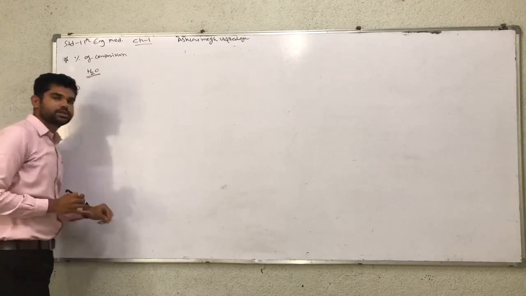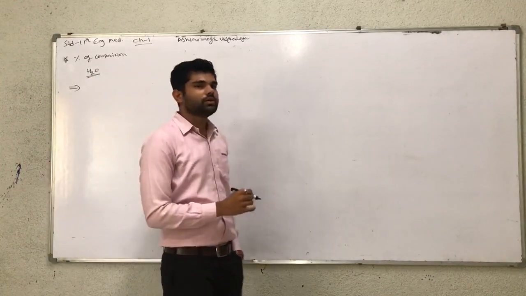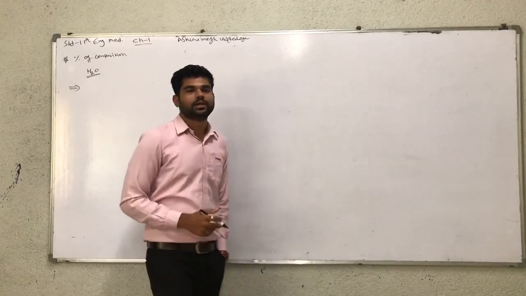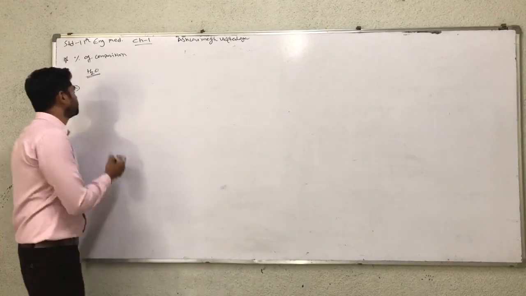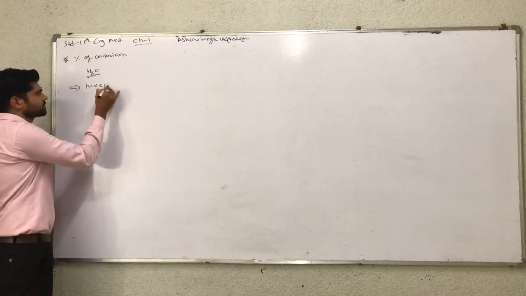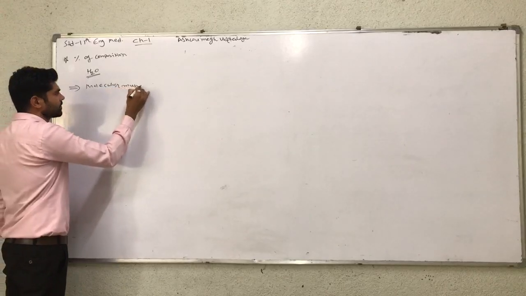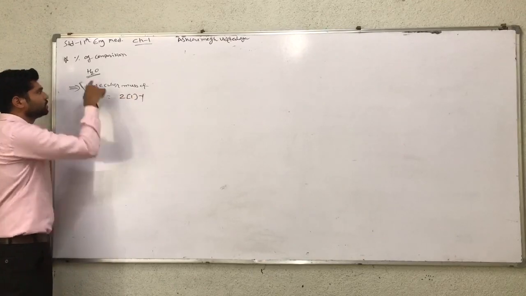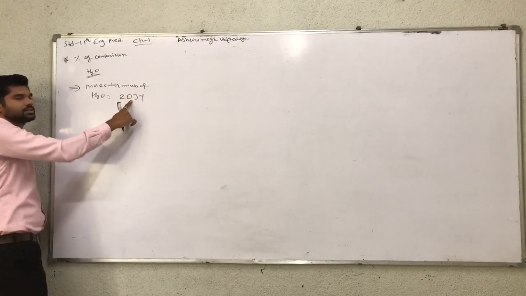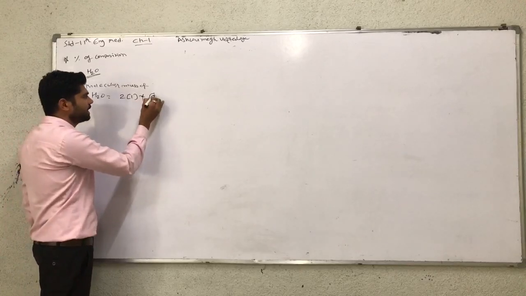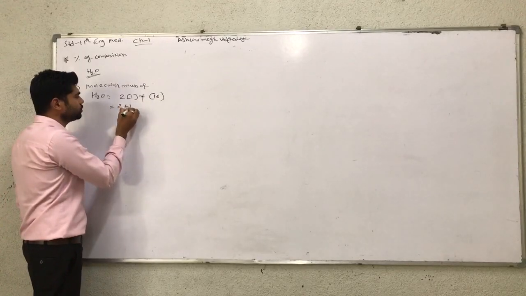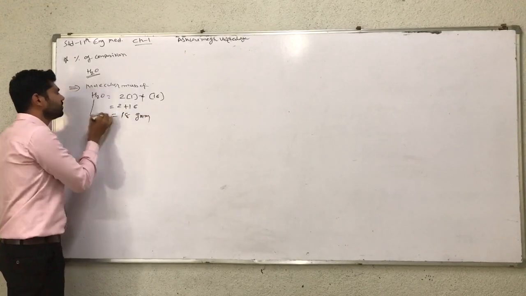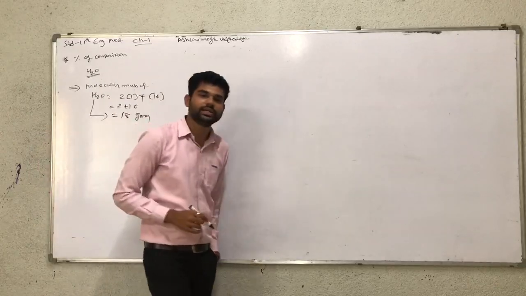First you have to find the mass of the given compound, that is, the molecular mass of the given compound, and then find the percentage. So first, the molecular mass of H2O: 2 multiplied by the atomic mass of hydrogen, 1, plus the atomic mass of oxygen, 16. Therefore 2 plus 16 is equal to 18 grams. So the molecular mass of H2O is 18 grams.